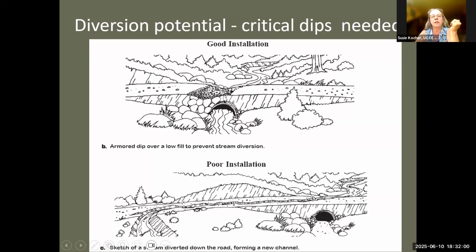This is called a critical dip. So in case this culvert plugs up, the water builds up, it gets up onto the road, and there's already a little dip here that's armored, which is going to tell it the easiest path of least resistance is to go right back over the culvert and back into the stream. So that's a way to reduce the risk that your stream will be diverted down the road and take out the road or take out the culvert. So that's one strategy.